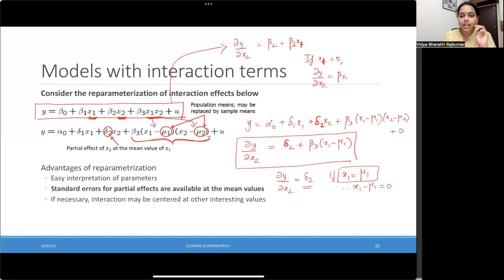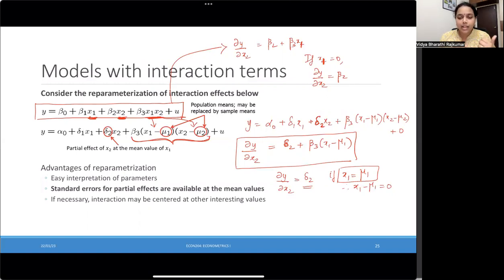So if we were looking at the case where the square foot is set at its average value, for a house with square feet equal to the average square feet, then an extra bedroom will change the price by delta 2. And this is a lot more meaningful than it was earlier. And that's the advantage with reparameterization. So we now have a better interpretation of our parameters.